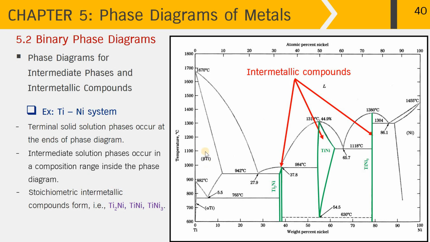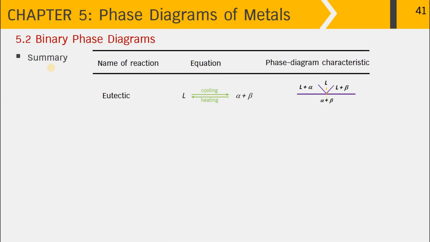That means apart from the terminal solid solution phases that we mentioned earlier, there are also stoichiometric intermetallic compounds such as titanium two nickel (Ti2Ni) over here and titanium nickel (TiNi) right there. And towards the nickel end, we have the titanium nickel three (TiNi3) compound. And the three intermetallics experience congruent melting. In summary, there are many phase transformation reactions for metallic materials.